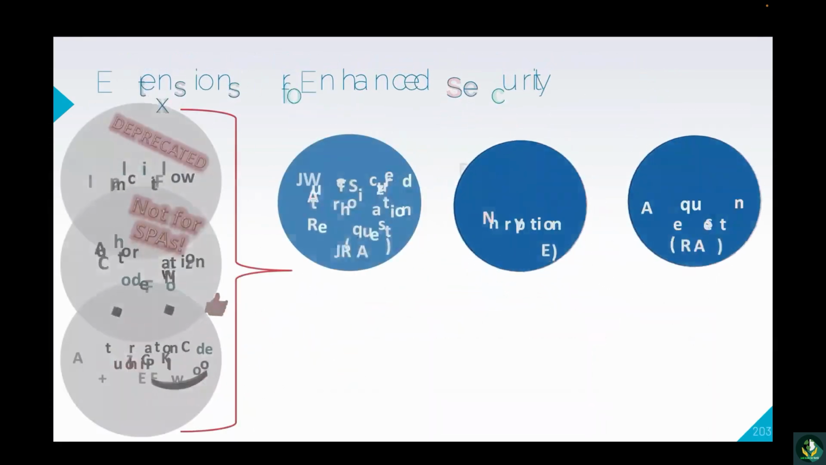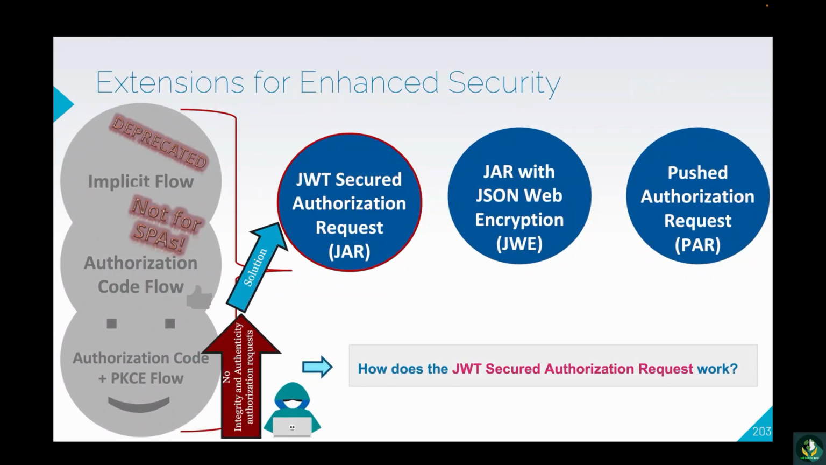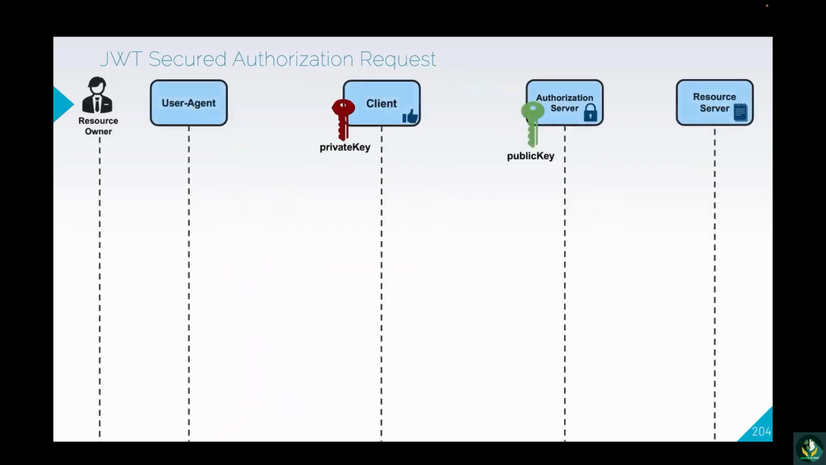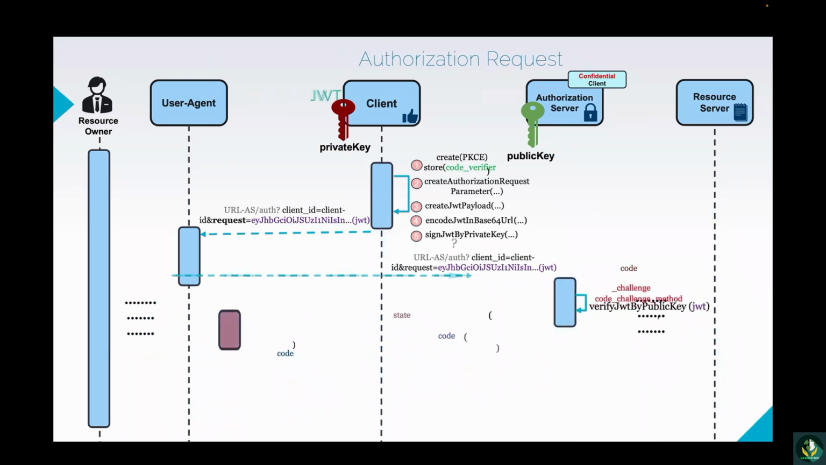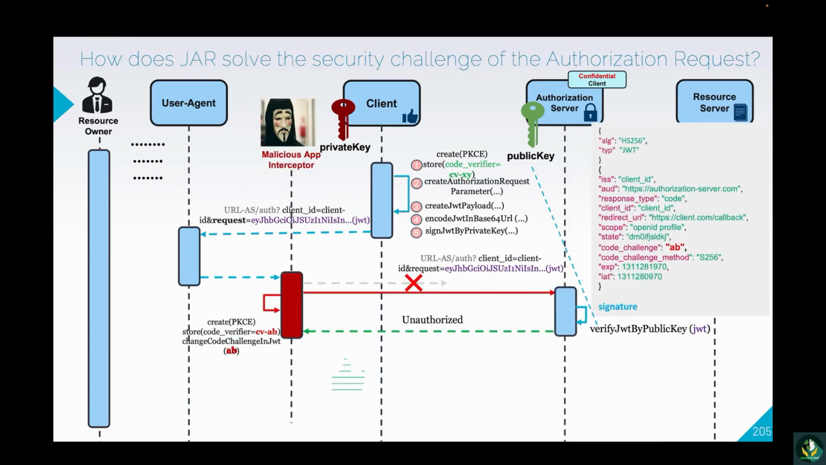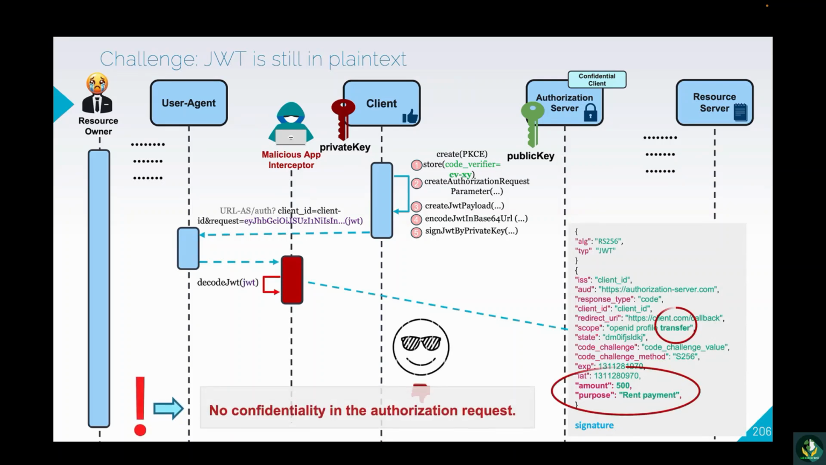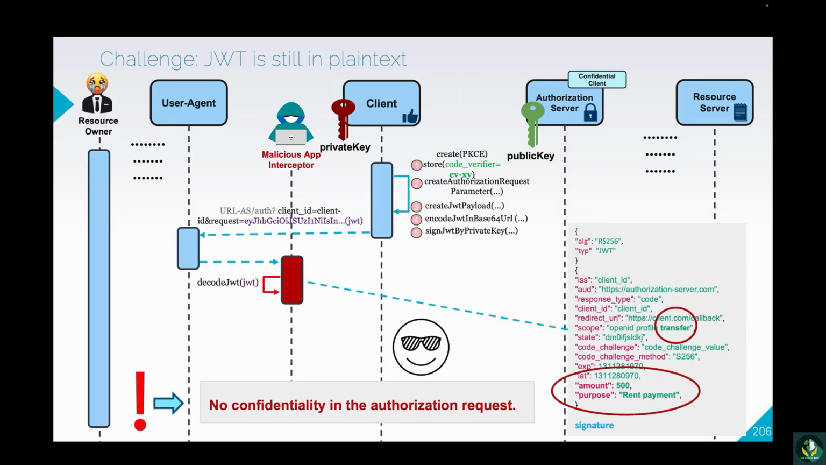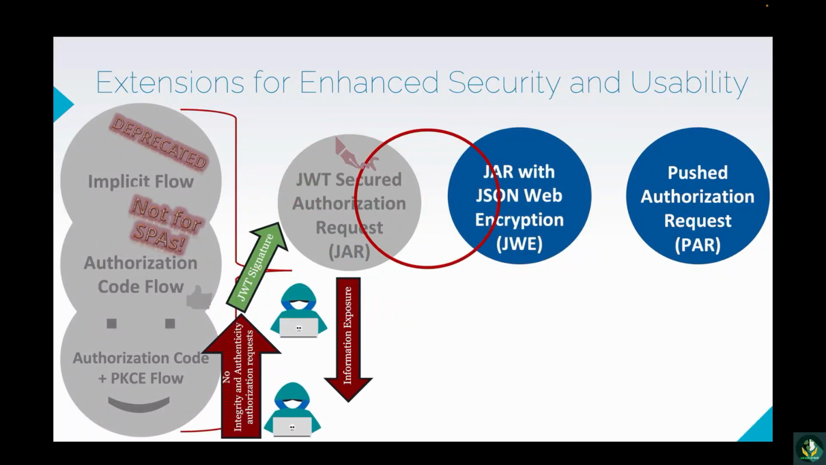The first OAuth 2 extension flow we'll dive into is the JWT Secured Authorization Request, JAR. We'll explore how this flow works by walking through a step-by-step sequence diagram, discovering which client types it supports and how it mitigates security risks in OAuth 2 user-initiated flows. However, even with JAR, there may still be a security concern that could impact some project requirements. This is where JAR combined with JSON Web Encryption, JWE, comes into play, adding an additional layer of protection.